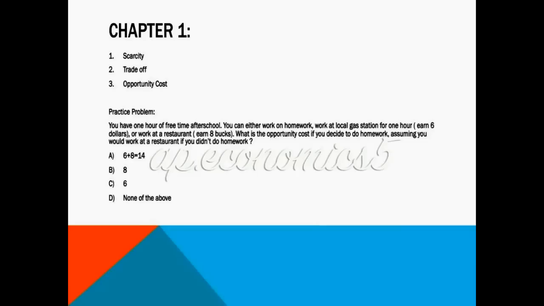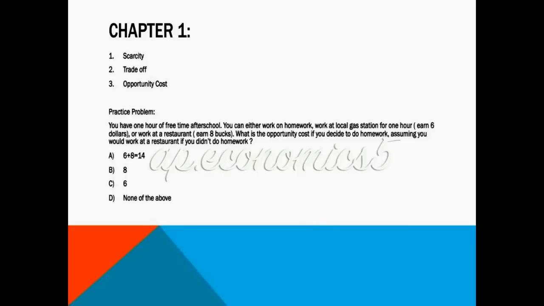If I have 10 pieces of paper, I can make 10 paper airplanes or 10 paper cranes, but I am unable to make 10 paper airplanes and 10 paper cranes. So there is a trade-off. If I make 10 paper cranes, then I have to make 0 paper airplanes since I don't have 20 pieces of paper. So that's trade-off. And that leads to our third term, which is opportunity cost.